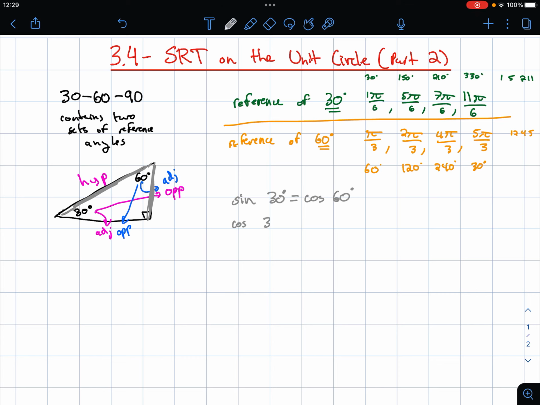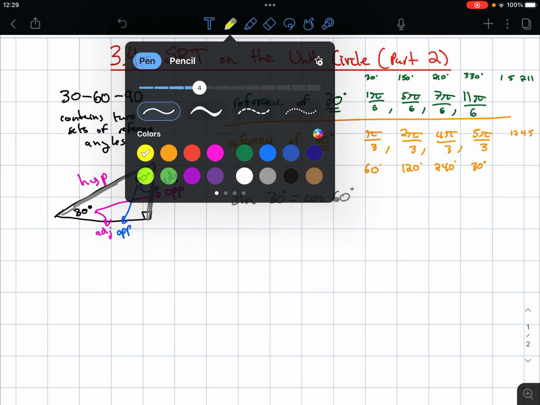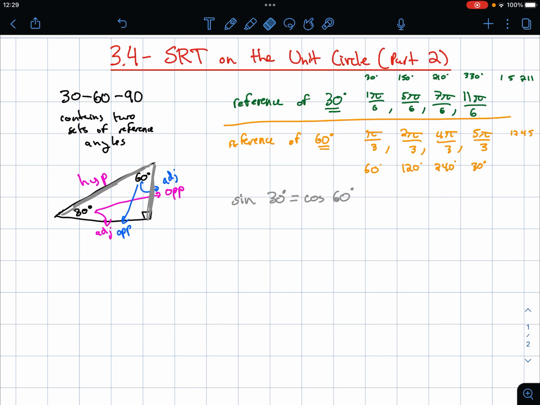We'll also have that the cosine of 30 must then, and let's change this color actually, cosine of 30 is going to equal sine of 60. And that means the adjacent relative to the 30 to the hypotenuse is the same as the opposite relative to the 60. And then there's one more relationship where tan of 30 degrees is going to equal cotan of 60, where tangent is opposite to adjacent and cotan is adjacent to opposite. So those are going to be equivalent.